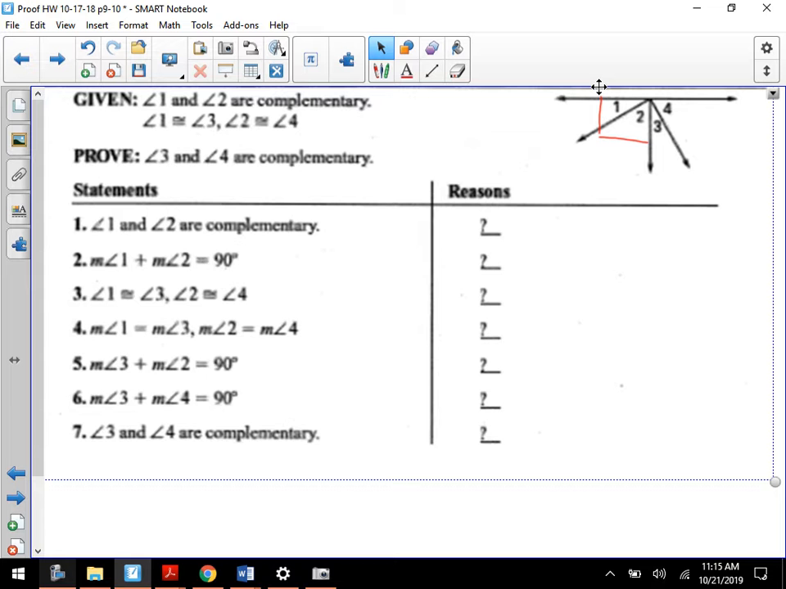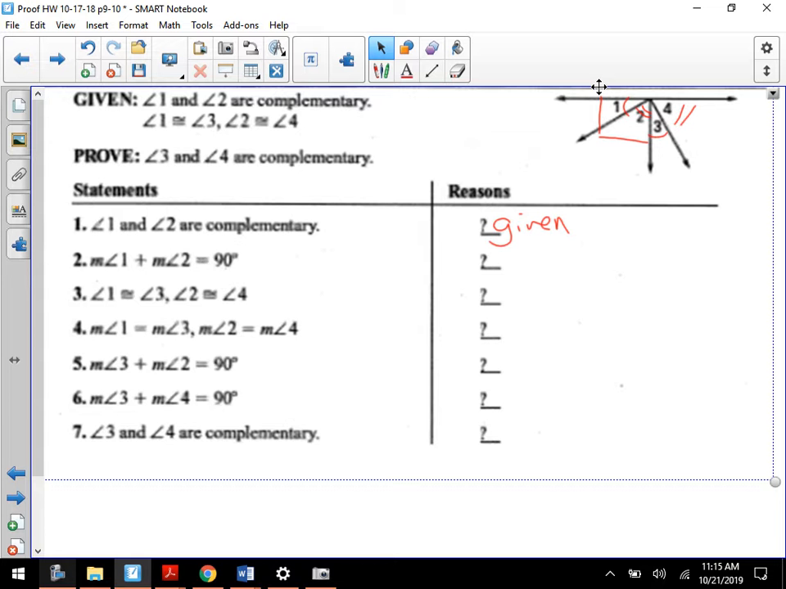Okay. It then says that 1 and 3 are the same and 2 and 4 are the same. So why not also mark 1 and 3, 2 and 4? Single tick marks for 1 and 3, doubles for 2 and 4. So why did they write down 1 and 2 are complementary? We know that it's because it's given. Why did they write this down? Oh. It's given. Oh. Okay.